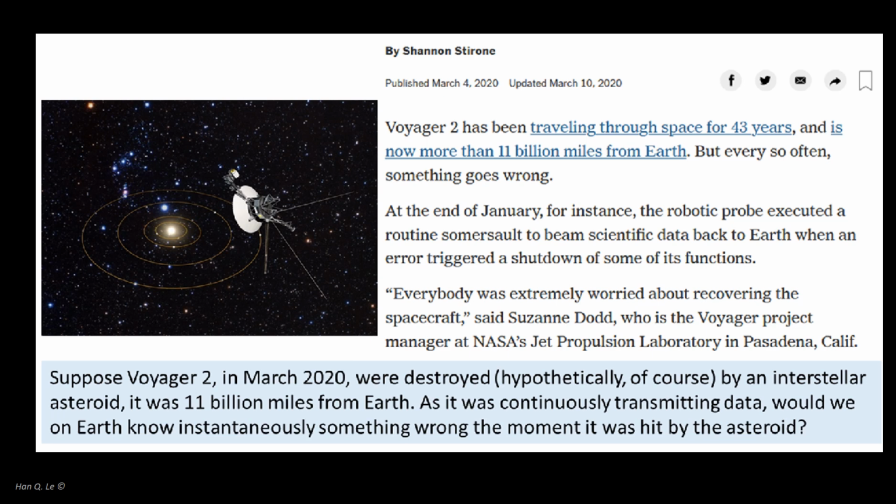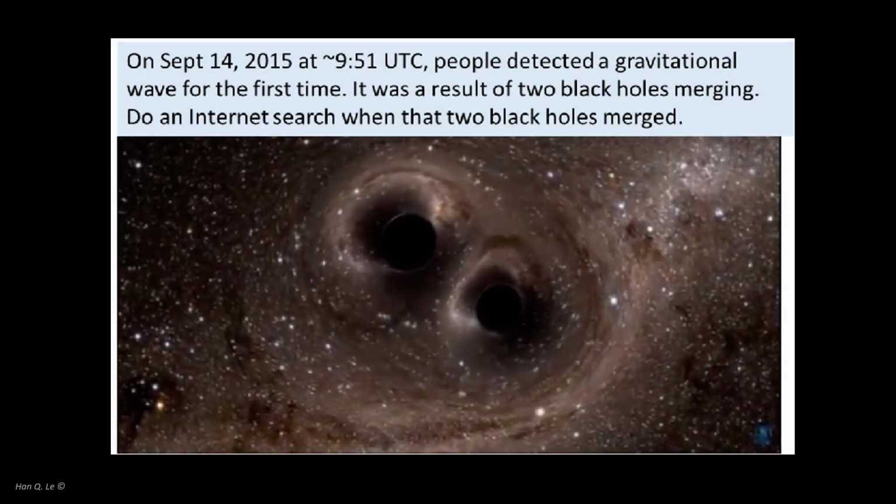Not really. It takes over 8 minutes for sunlight to reach Earth. It would take 16 hours 20 minutes for the Voyager signal to reach Earth in March 2020. On September 14, 2015, people observed for the first time evidence of gravitational waves, the result of two black holes merging. When did the two black holes merge? It happened about 1.3 billion years ago, at a distance of 1.3 billion light-years.